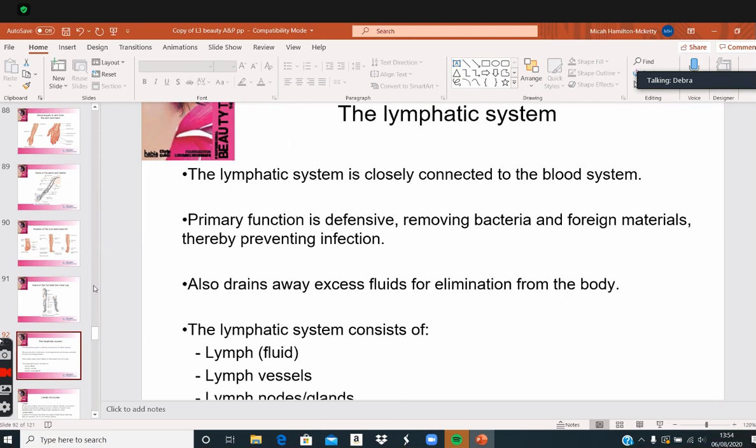We covered a lot of systems. We looked at the digestive system, so please look at that for your homework. The excretory system, the respiratory system, the olfactory system, the nervous system, urinary system, lymphatic system, and blood. That is most of our systems.